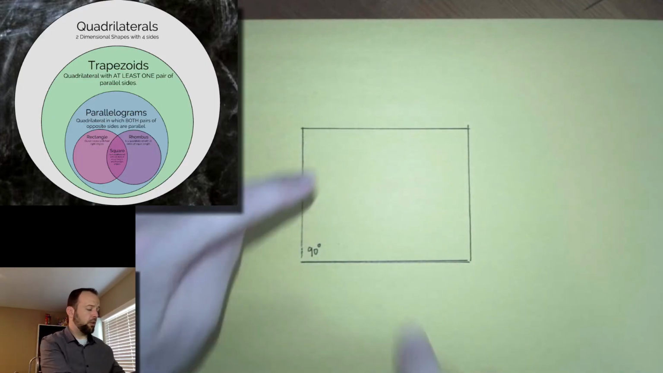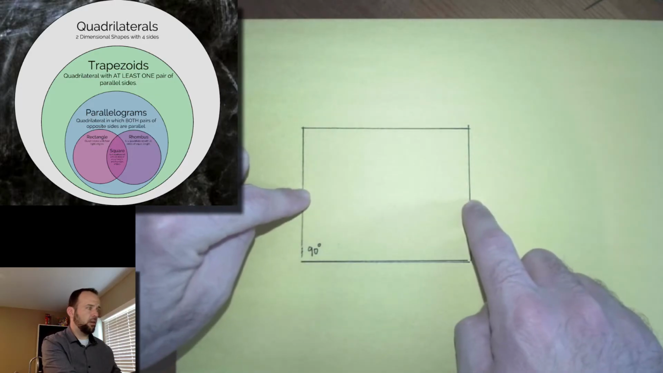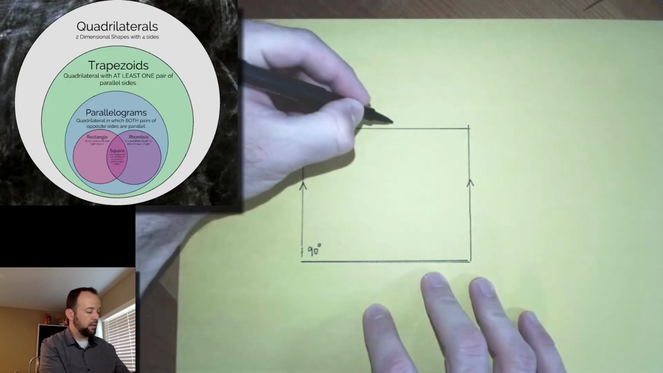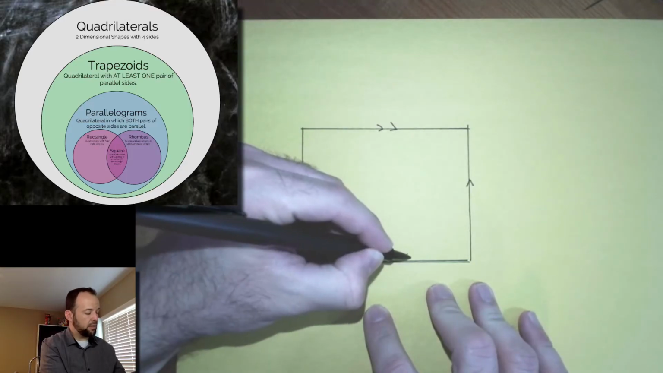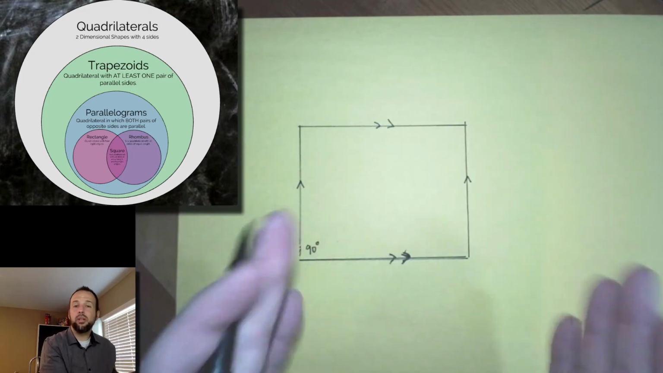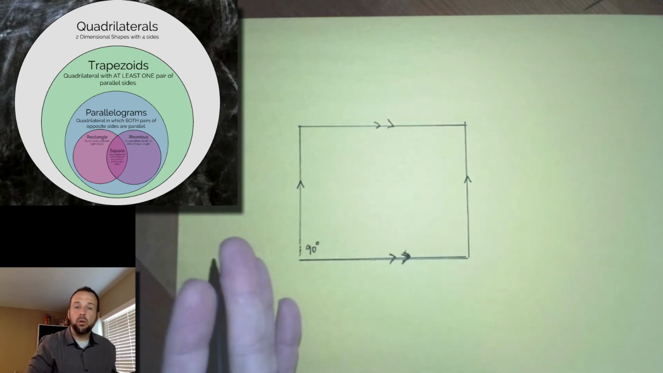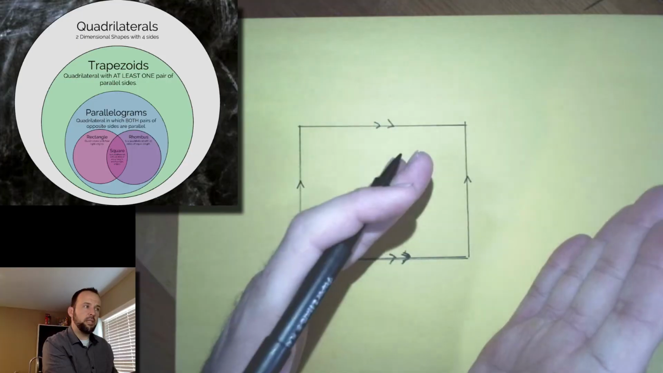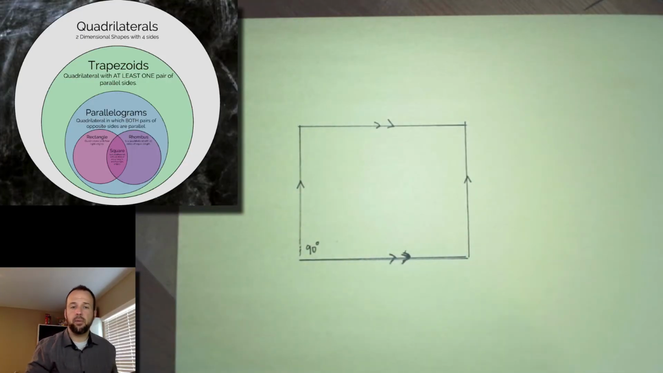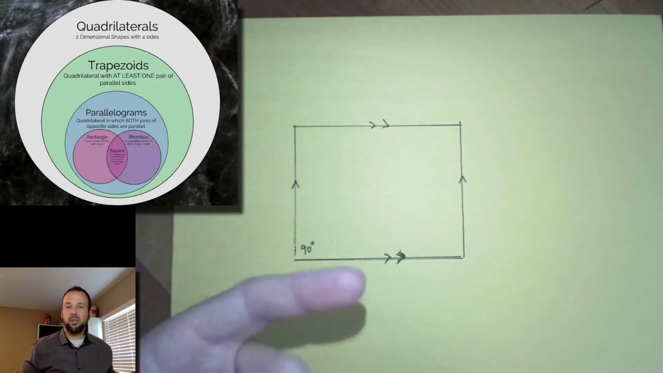We do want to make sure, though, that these opposite sides are the same length. So this side has to be the same length as this side, and this side has to be the same length as this side. If they weren't, you wouldn't have a rectangle anymore, because our angles would be different. It would have to be tilted one way or the other, and those angles wouldn't be 90 degrees anymore, okay?